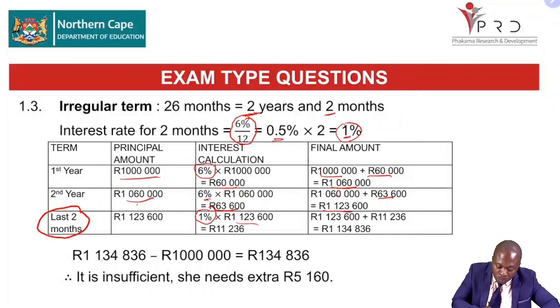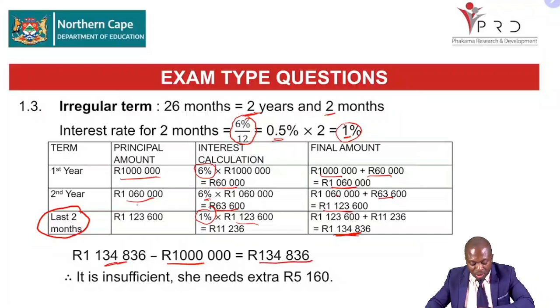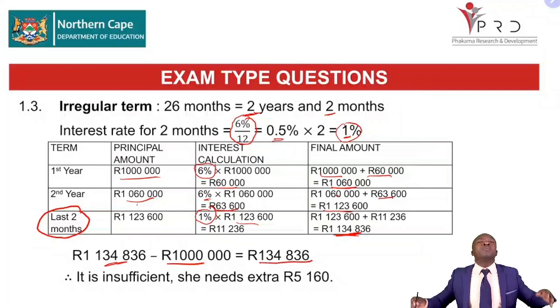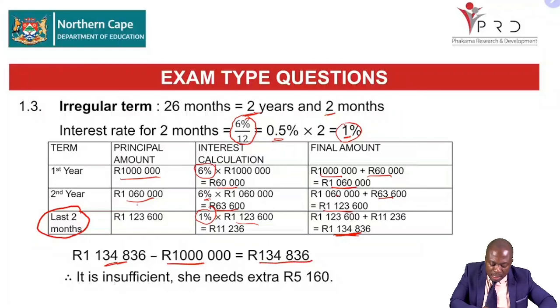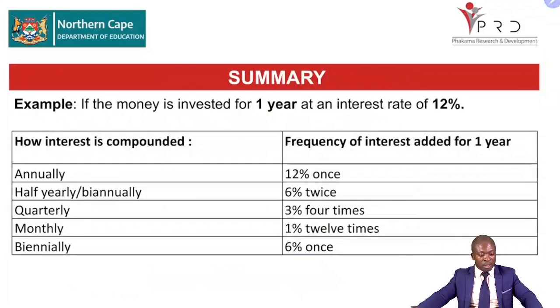140,000. So let's go. We have 1,134,836 minus the 1 million which we started with. Oh, so we are going to be having 134,836. Is the money enough for the trip or not? No, it's not. It is insufficient. It's still going to be short of money because the person wanted 140,000.